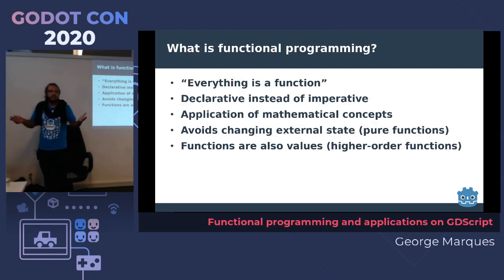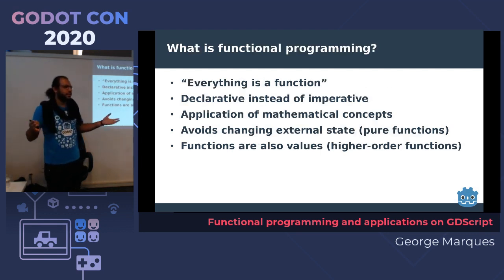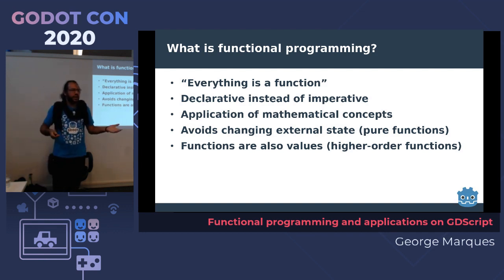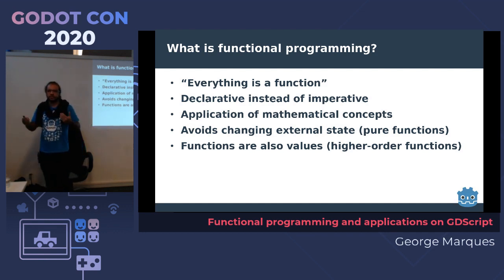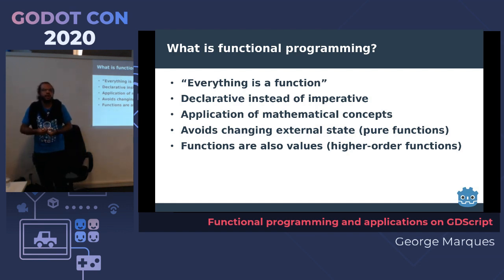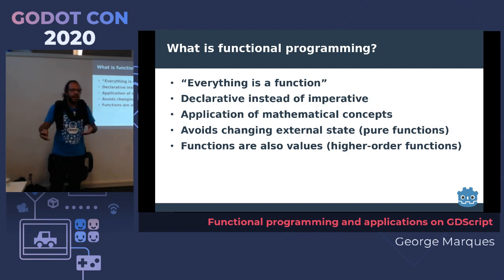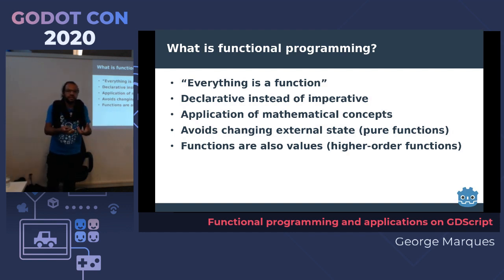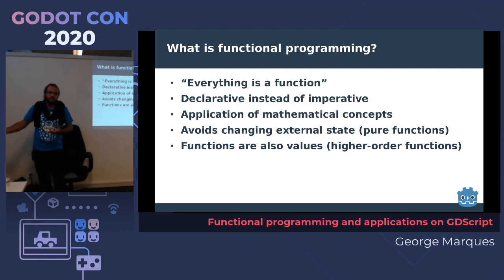So what is functional programming? Essentially, everything is a function. If you have a functional language, all that you have are functions. You don't have objects or stuff like that. You just have functions, and functions called by other functions. You have a declarative way of programming instead of imperative, because we are used to imperative languages where you tell the computer what to do. So do this and do that. Declarative programming is different. You tell the computer what something is. So this is something and this is another thing. It's kind of weird, but that's how it works.